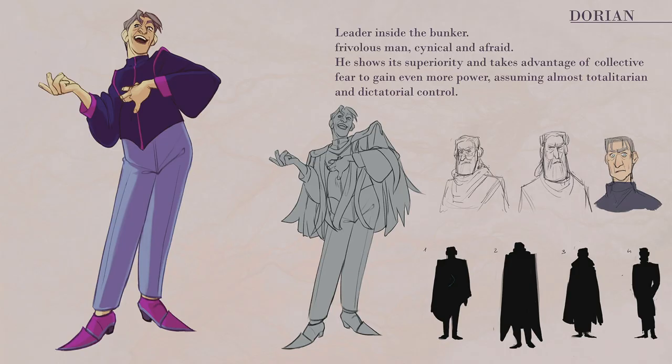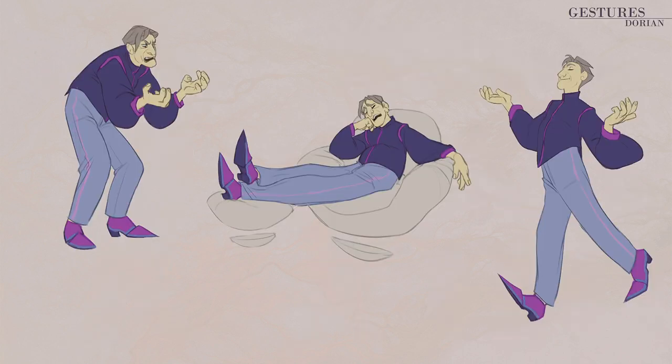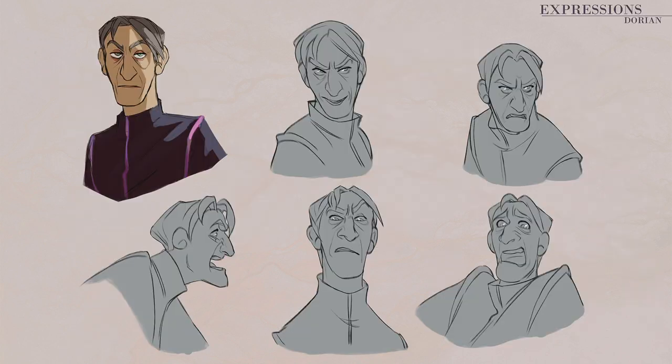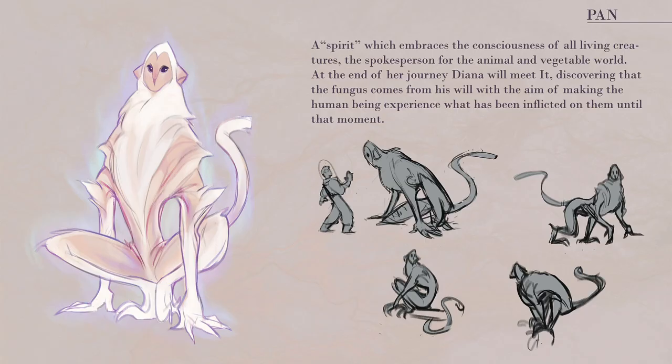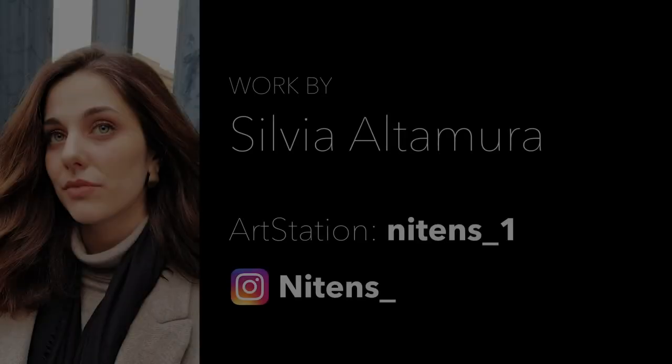Dorian is the villain of the story. He's a cynical dictator that takes advantage of collective fear to gain control and power. Pan is a mystical creature that holds the answer that the research team is looking for.